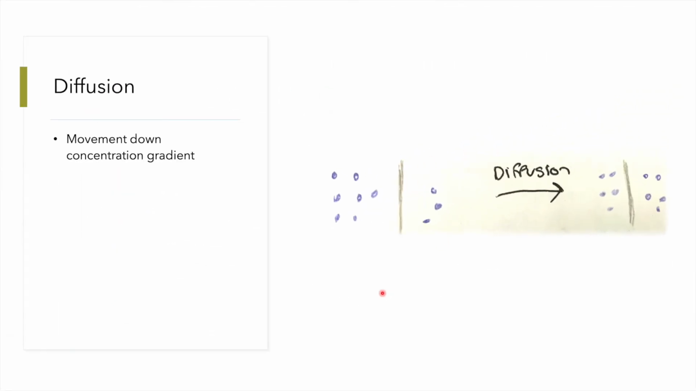Diffusion is the movement of a substance down its concentration gradient until dynamic equilibrium is reached. It is important to remember that dynamic equilibrium does not mean that movement stops. Molecules continue to move, but they move across the membrane at the same rate, so the concentration of molecules on both sides is equal. This process does not require ATP.